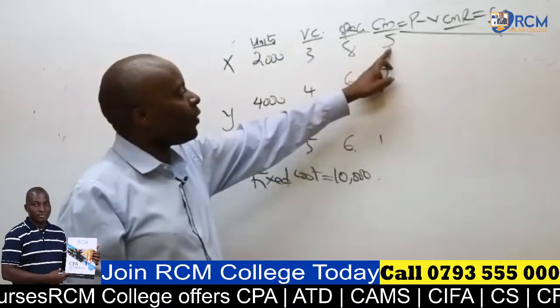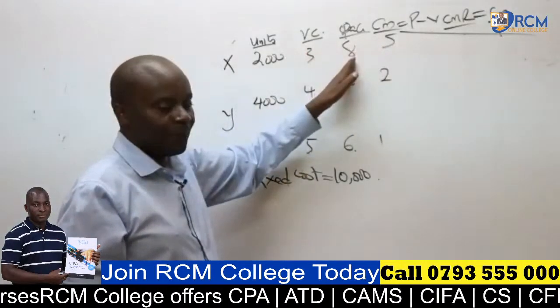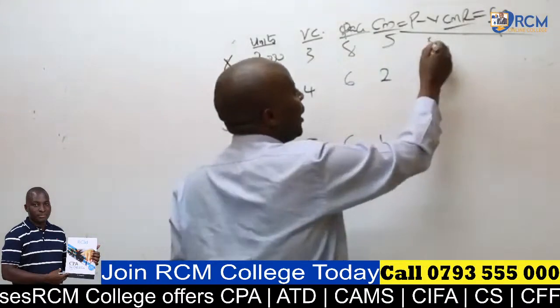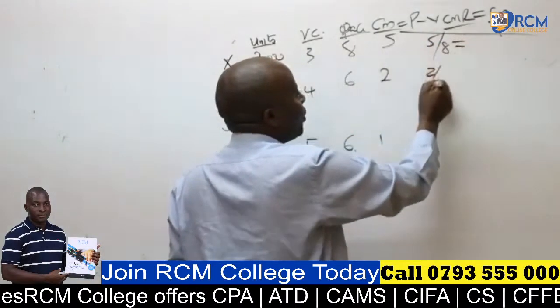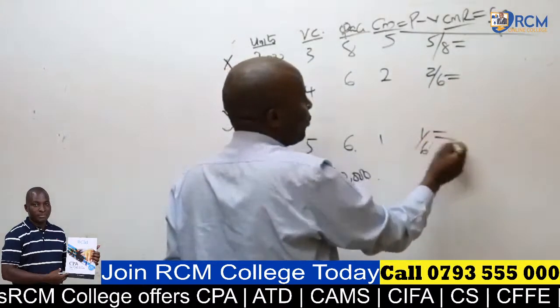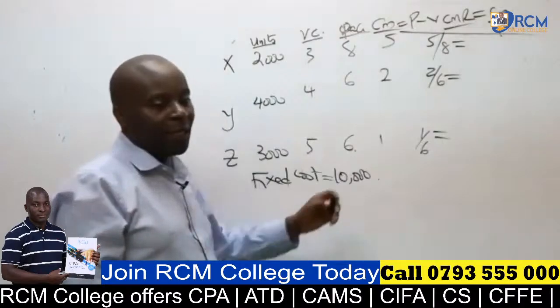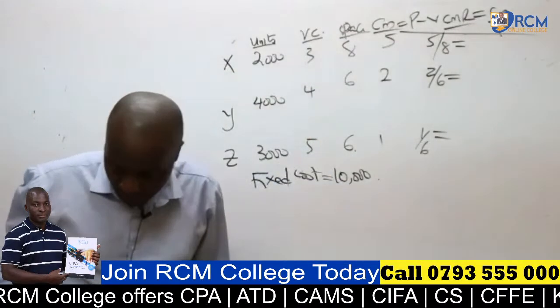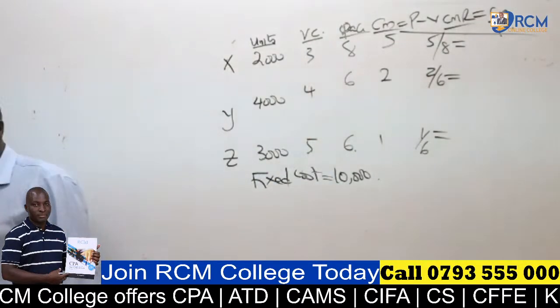So we have here 5 for product X, 5 divided by 8. So this one will be 5 CM divided by the price, which is 8. This will be 2 divided by 6. This will be 1 divided by 6. So somebody, in terms of 2 decimal places, could you kindly give me the answers very fast here? 5 over 8 gives me what figure, somebody?